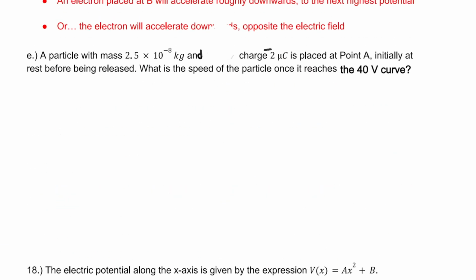And now we had a typing error, which is why the formatting is all messed up on this question. A particle with mass given and negative charge is placed at point A. What's the speed upon reaching the 40-volt curve? So we always use energy conservation with these equipotential curves because it's inherently telling us to use energy. So we use the fact that the change in kinetic energy, delta K, is equal to the negative of the change in potential energy, U. And change in potential energy for a point charge is always Q times delta V.